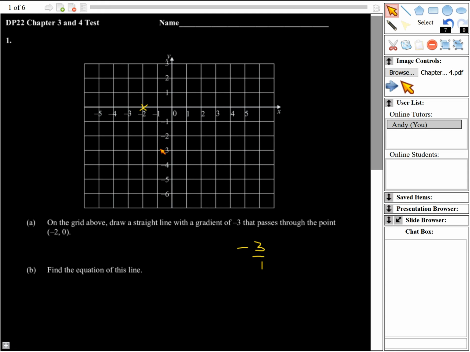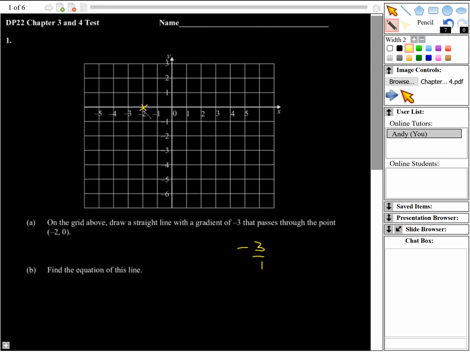Because it needs to slope down this way, if I went 1 that way, then it would go through this point here. So let me just get my pen. 1, 2, 3 would go through that point there. Then I could do again 3 down, 1 across, and it would go through that point there. I could also go in this direction from here, 3 up or down, and then 1 across would go through that point there.